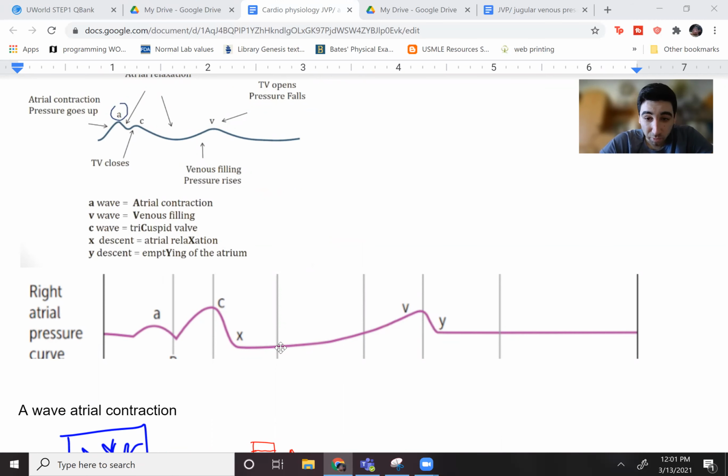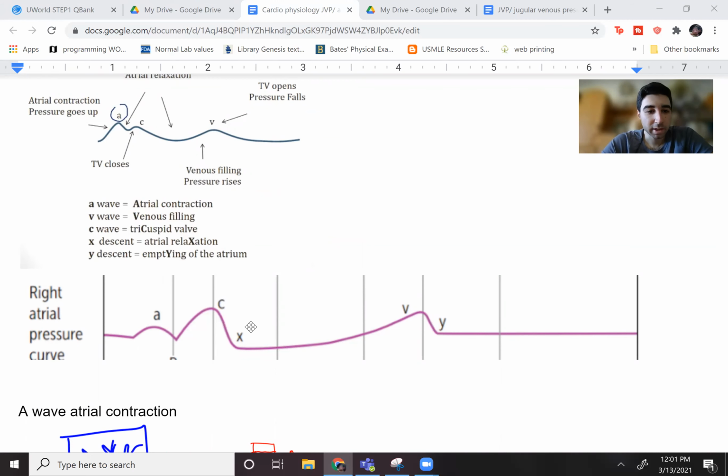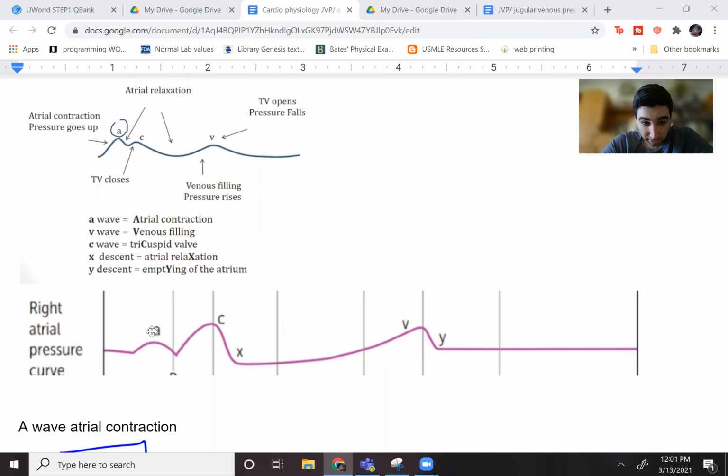The way that I like to approach this is to get rid of the C wave. This is really confusing, and we're going to learn about this at the end. So when you look at it, only look at A, X, V, Y, because this makes logical sense, and I'll tell you exactly what A, X, V, and Y are.